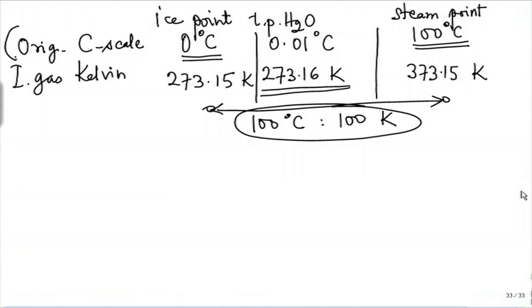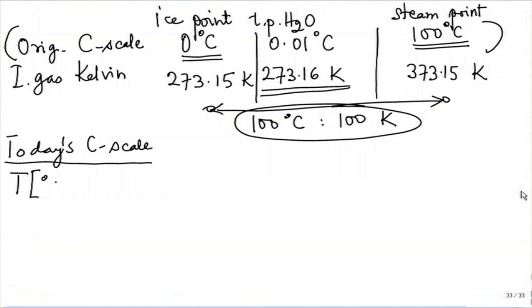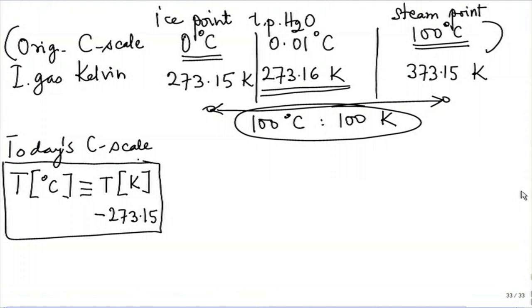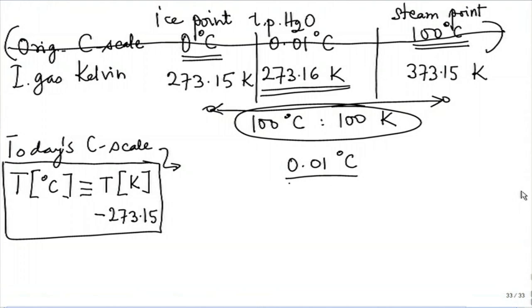Now, for some time this was the situation, and the two temperatures were supposed to be related by this conversion. But then we got rid of this original Celsius scale, and we have today's Celsius scale. Today's Celsius scale is defined by the relation: temperature of any system in degree Celsius is nothing but temperature of the same system in Kelvin minus 273.15. Because of this, the old Celsius scale has been forgotten, and on today's Celsius scale the triple point of water is 0.01 degree C exactly, because we just subtract 273.15 from the corresponding Kelvin temperature.